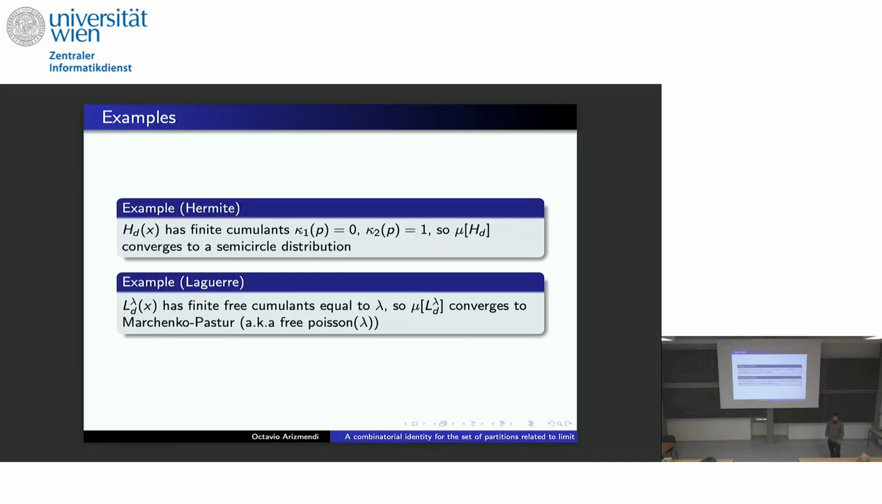So for example, I have just mentioned that the Hermite polynomial has cumulants 0 and 1, and the limiting distribution is the random variable which has free cumulants 0 and 1, which is the semicircle distribution. This proves that the roots of the Hermite polynomial, normalized properly, converge to the semicircle distribution. Similarly, the finite free cumulants of this Laguerre polynomial are lambda, so they converge to the Marchenko-Pastur, which is the free Poisson.